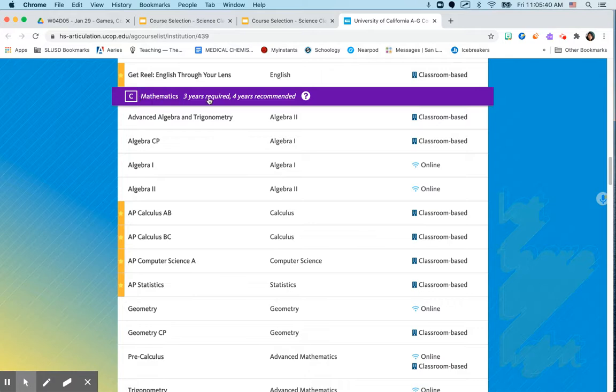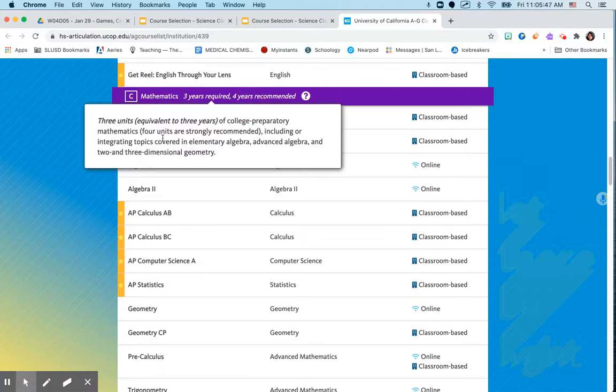So for math, for example, letter C, notice that it says 3 years is required, but 4 is recommended. So again, if you're planning on applying to a UC, it says 4 units are strongly recommended. So if you're planning on applying to a UC, go with the recommended A through G requirements. Don't just do the required, definitely do the recommended. It will help you out a lot if they're kind of not sure if they want to accept you.